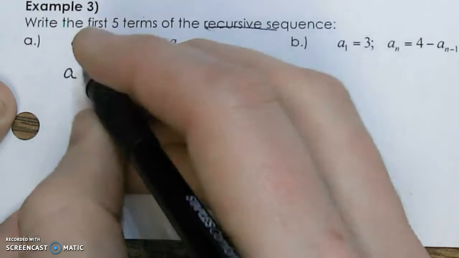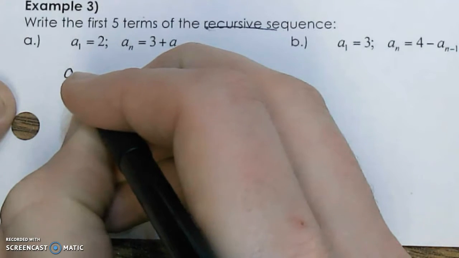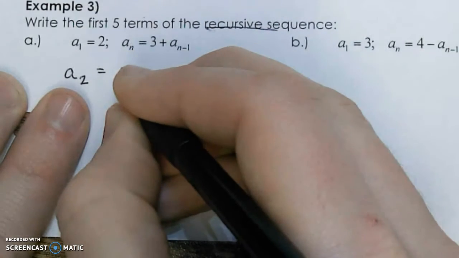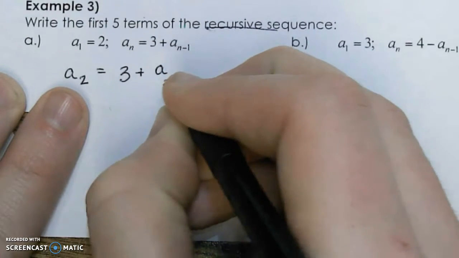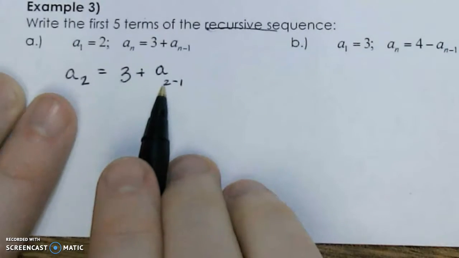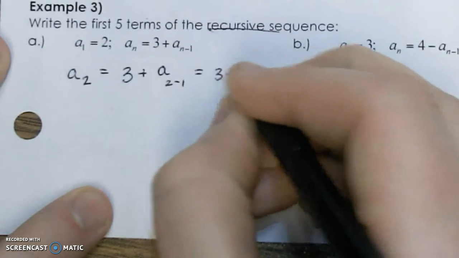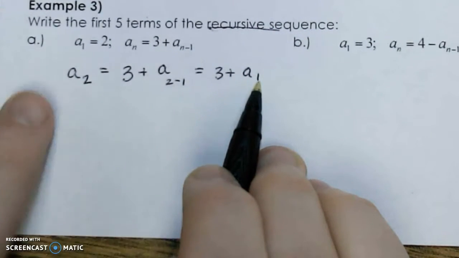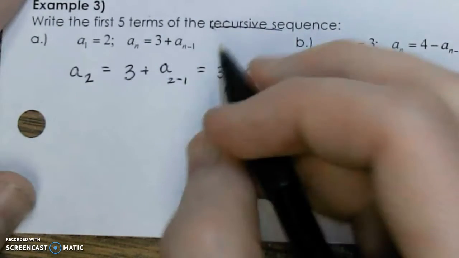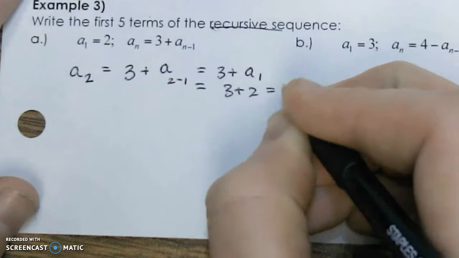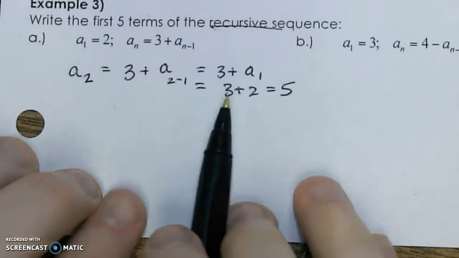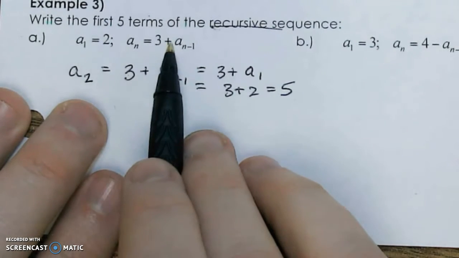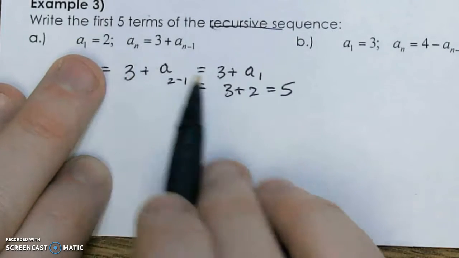So for example, if I'm looking for A2, then I'm making my n 2. So that would be 3 plus A sub 2 minus 1, if I plug 2 in. And so that means 3 plus A1, because 2 minus 1 is 1 in the subscript, and A1 we know is 2. So that's saying 3 plus 2, which is 5. So n minus 1 just means the one right before it. So what we did was 3 plus the number before, which was 2. 3 plus 2 is 5.